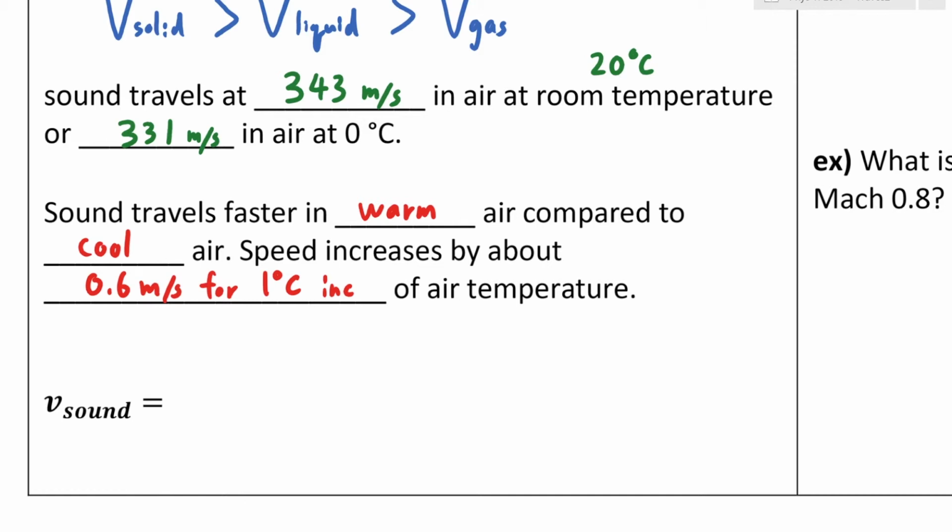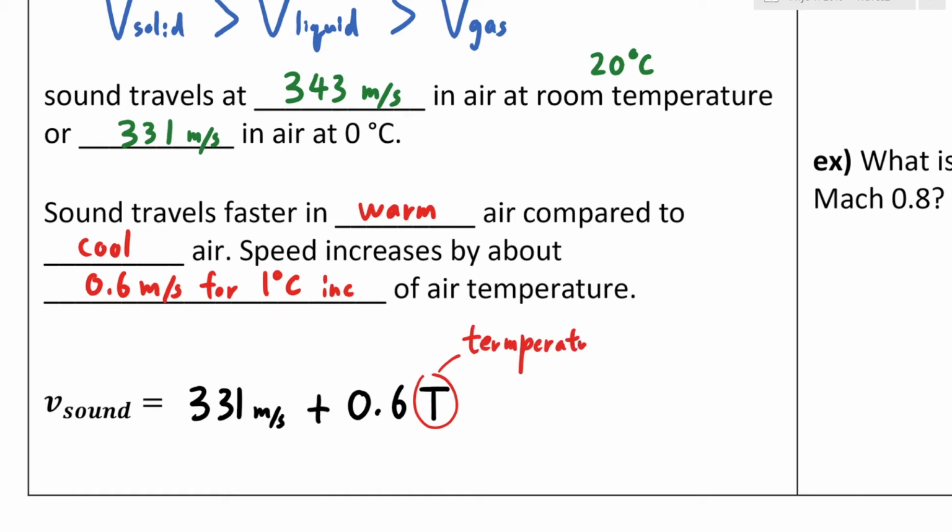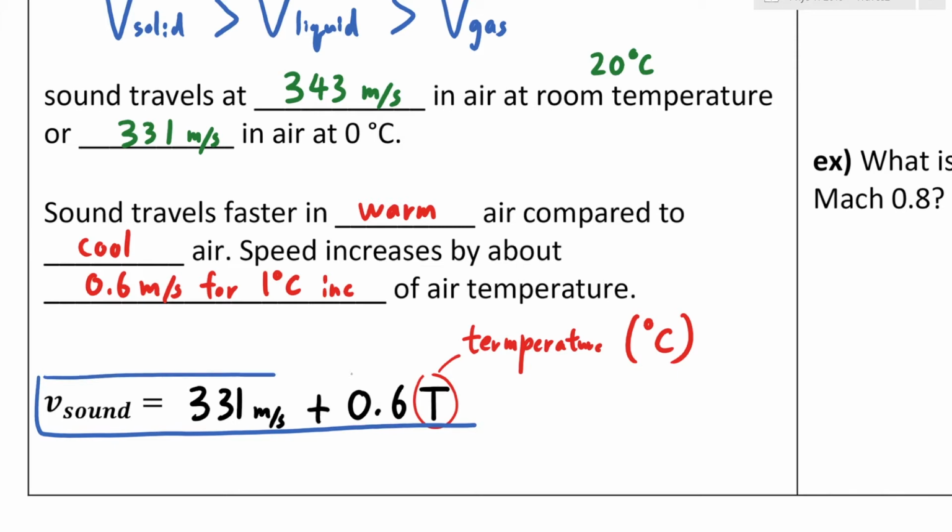So then we can get the equation. The speed of sound is 331 meter per second, which is like a base value, plus 0.6 times the temperature of that day. So this T right here is not the period, it's the temperature. Okay? And it's temperature measured in degrees Celsius. Please don't use Fahrenheit. Okay? And now this equation should be on your formula sheet.